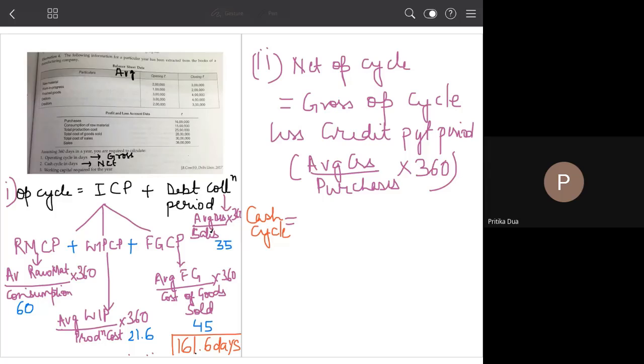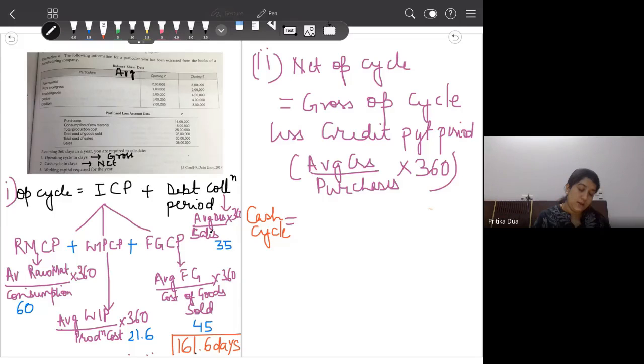Yes, 56. Your credit payment period is coming to 56.25. You can reduce the values, you will get how much? 105.35 days. Okay, this will be your cash cycle.